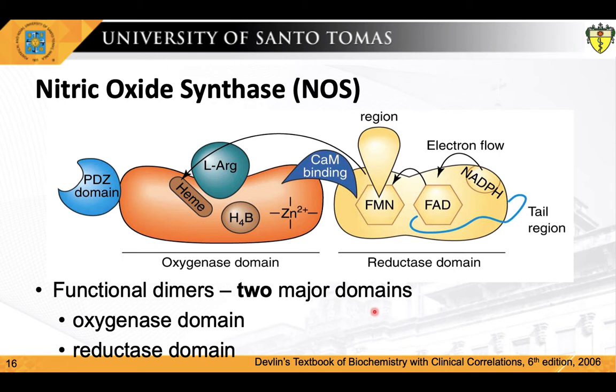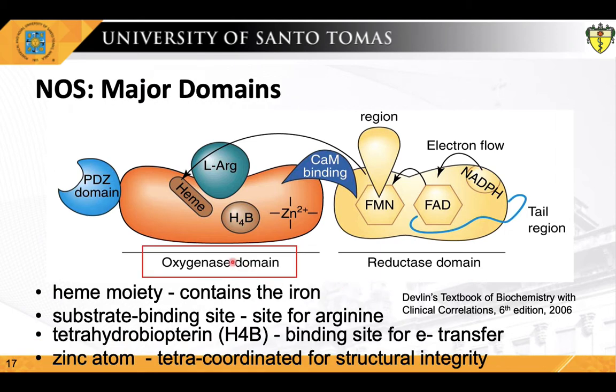To continue, nitric oxide synthase is a dimeric enzyme that consists of two major domains, namely the oxygenase domain and the reductase domain. Let us now discuss the first domain, the oxygenase domain. This domain contains the following components and their functions: a heme moiety resembling that of cytochrome P450, which acts as the enzyme's catalytic site, a substrate binding site, which is the location for the binding of the amino acid arginine, a tetrahydrobiopterin binding site, which is vital for the process of electron transfer, and lastly, a tetra-coordinated zinc atom for the structural integrity of the oxygenase domain of the enzyme complex.